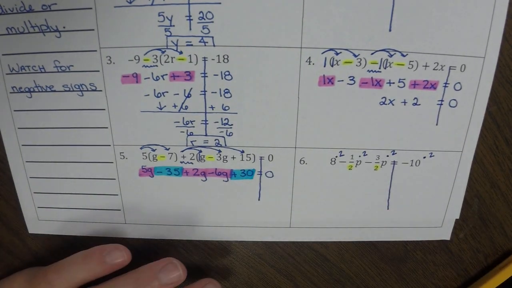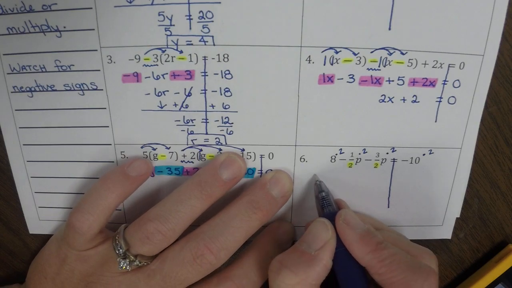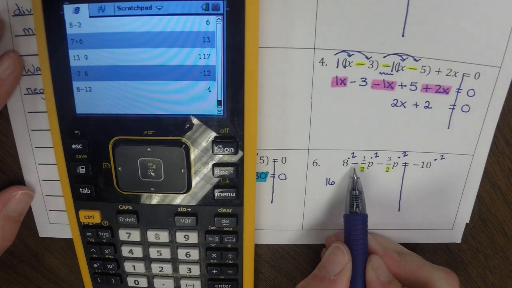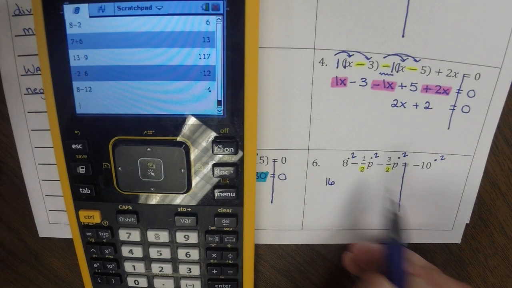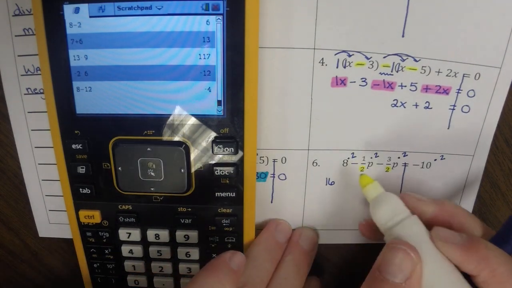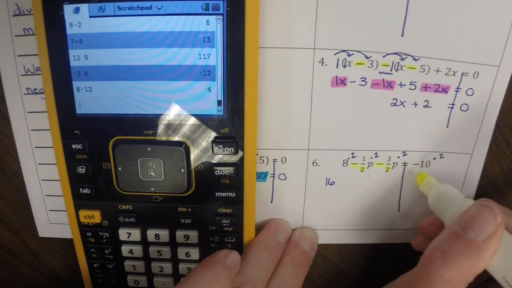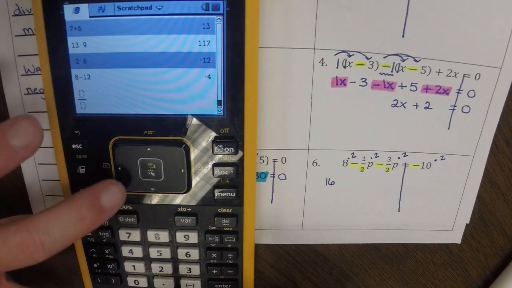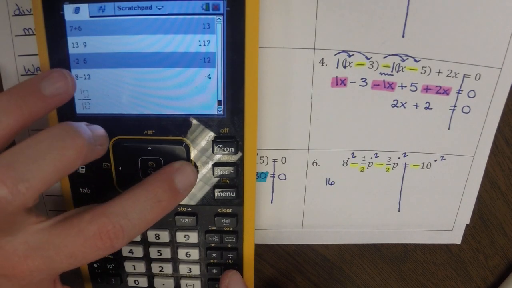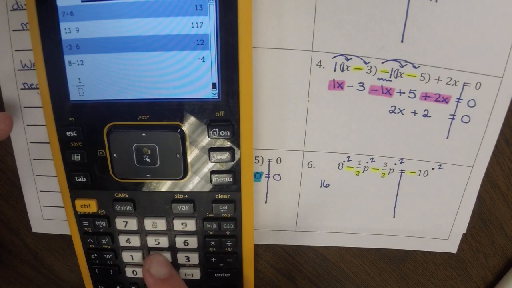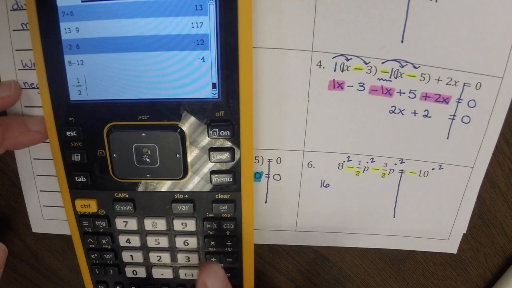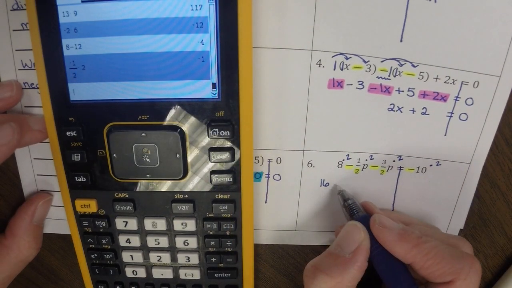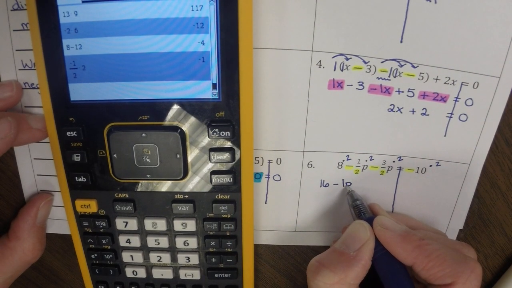So I think all of you would be okay that 8 times 2 is 16. But I want to show you what this next part looks like. This is a -1/2. I'm going to, again, highlight all these minus signs because that's what we have a tendency to forget. So I'm going to put in control divide. Okay, I've got a -1/2. And then times 2. And it comes out to be -1. So I would put -1p.